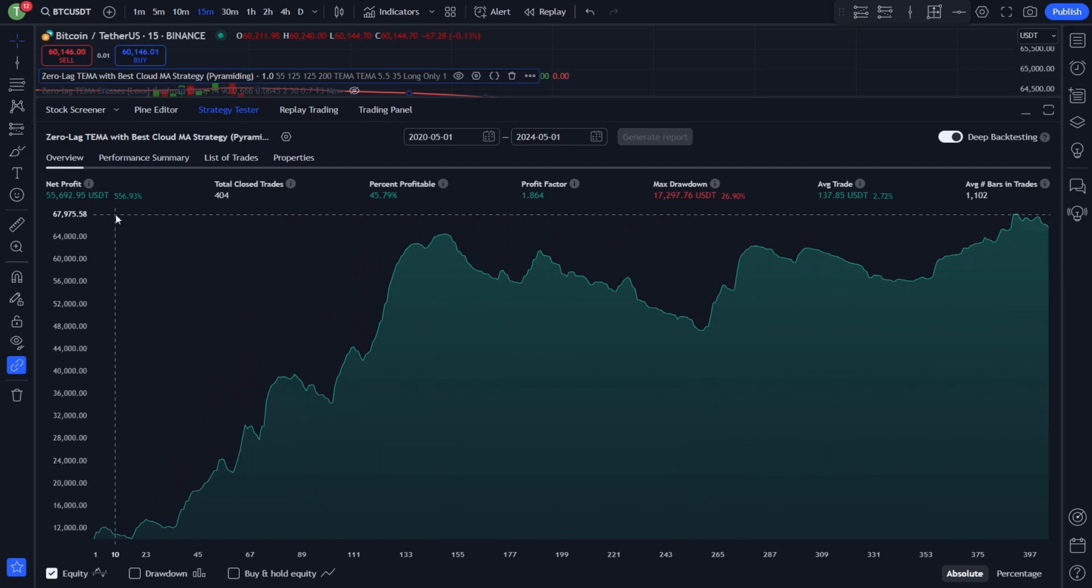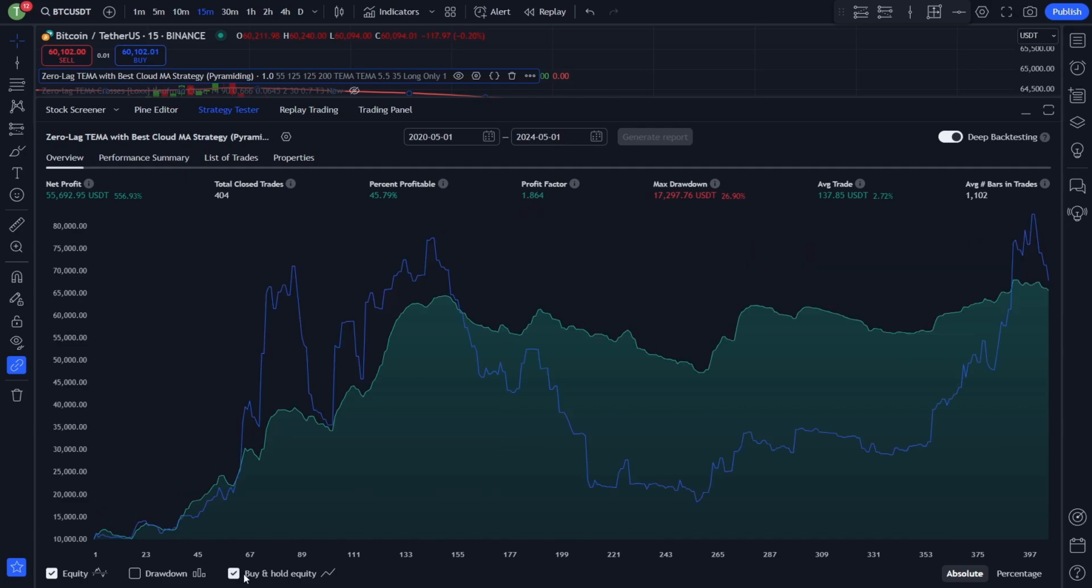It generated a lot of profit, but if you take a closer look, in the last 2 or 2.5 years, it was trending sideways, going up and down. Although I tried my best to optimize the strategy, this was the best result I got. Throughout this last 4-year period, we got 404 trades. The strategy generated more than 550% net profit with a 1.8 profit factor and only 26.9% maximum drawdown.